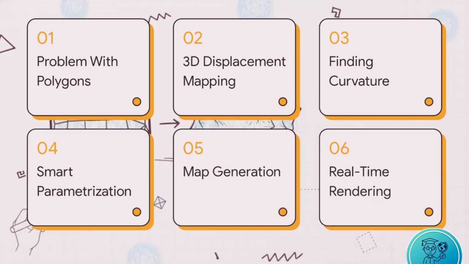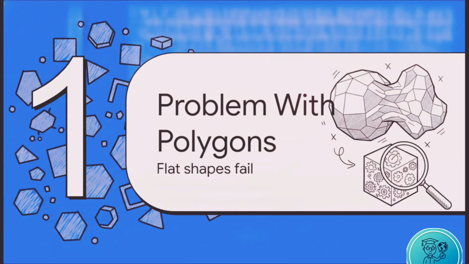Here's our game plan for today. We'll start with the problem with polygons, move into 3D displacement mapping, and then walk through the 3 steps of the algorithm: finding curvature, smart parametrization, and map generation. Finally, we'll wrap up with how this all leads to flawless real-time rendering. All right, Section 1. The problem with polygons, and exactly why flat shapes fail complex surfaces.